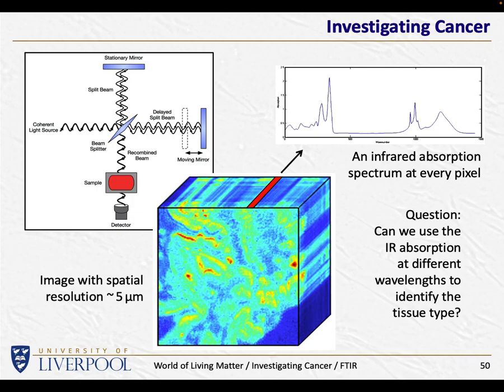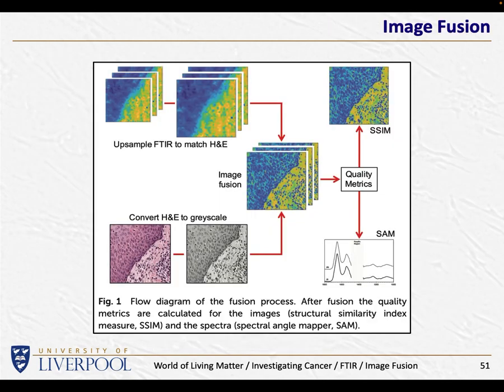So the question was, can we use infrared absorption at different wavelengths to identify the sort of tissues we want? And the answer is yes, we can quite definitely do that. A few years ago, one of my PhD students cracked the problem, and we have now patented the software that he came up with that allows us to identify the wavelengths that we need.